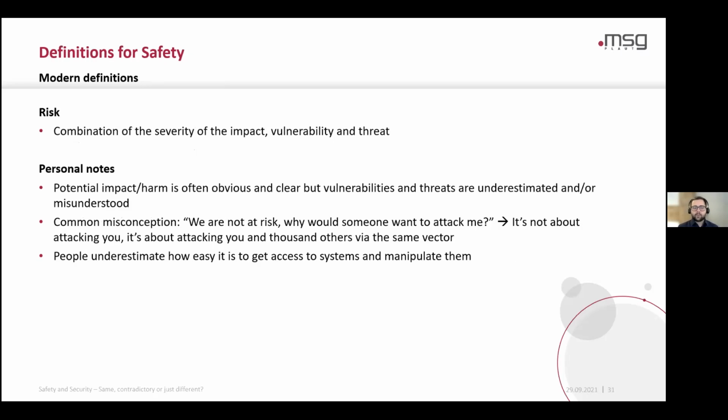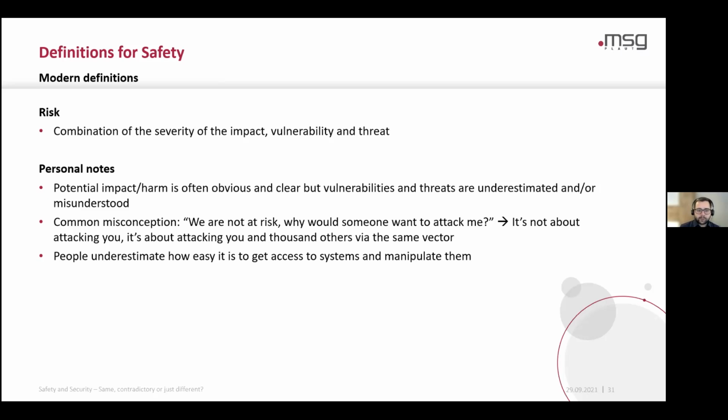We can see that we also have similar definitions of what safety is, what security is, what risk in security is. So we still have severity of the impact, but the probability is somehow described by a vulnerability and a threat. My impression is, when people see that vulnerability, they think, okay, my system might be vulnerable, but threat, I'm not the target of an attack. Why would someone attack me? A potential harm is often obvious. The vulnerability is also at least clear that there are some, but the threats are underestimated or at least misunderstood.